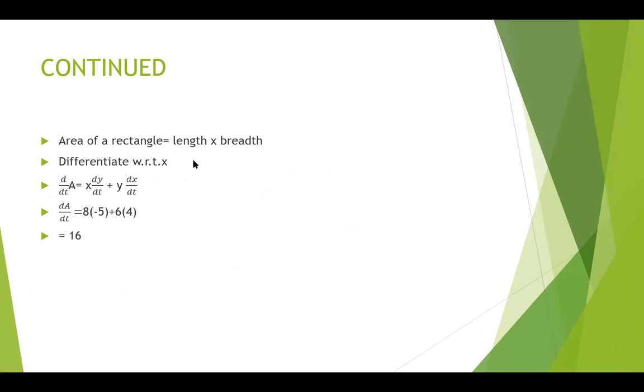Now, similarly, part B. The area of a rectangle. Area of a rectangle is given by length into breadth. Length is x and breadth is y. Differentiate with respect to t. x into y, both x and y are functions of t here. So x into dy upon dt plus y into dx upon dt. 8 into minus 5 plus 6 into 4, it is 16. With this, we continue in the next.